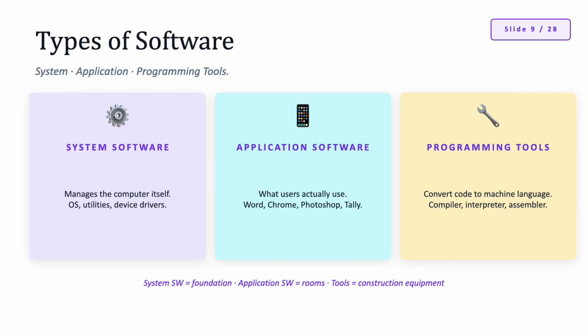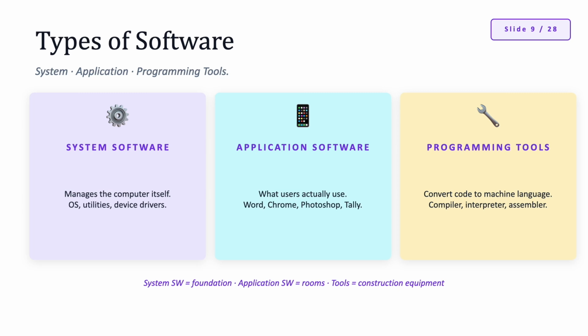Software falls into two broad categories. System software manages the computer itself: the operating system, utilities, drivers. It is the foundation that makes hardware usable. Application software is what users actually use to do work: Word for documents, Chrome for browsing, Photoshop for editing, Tally for accounting.